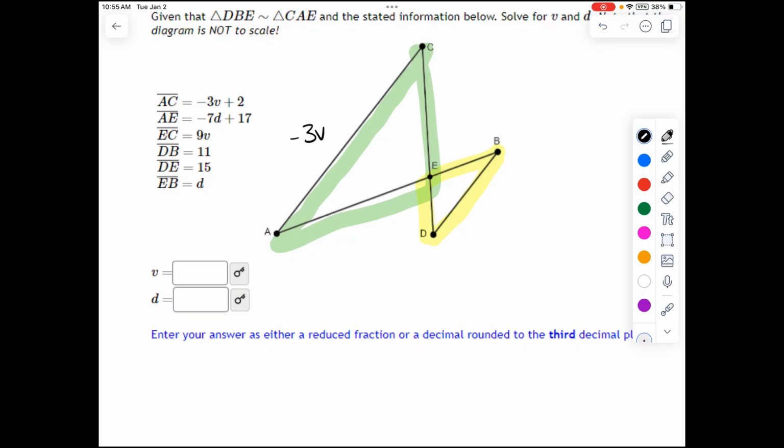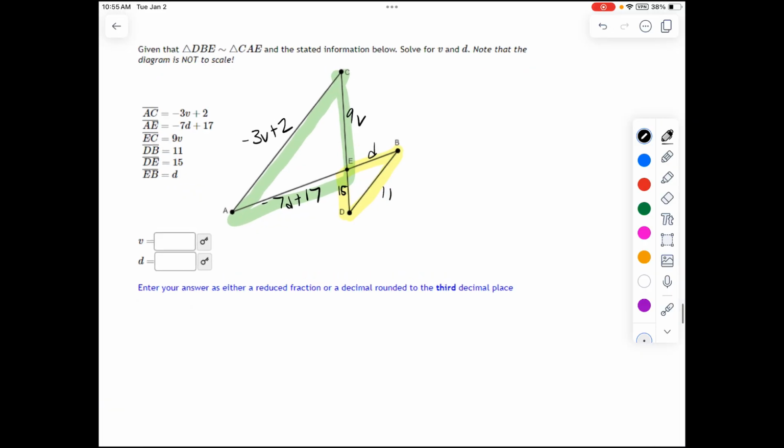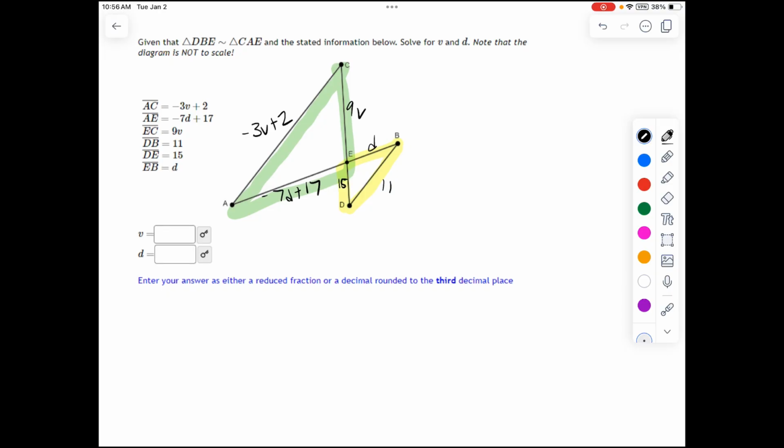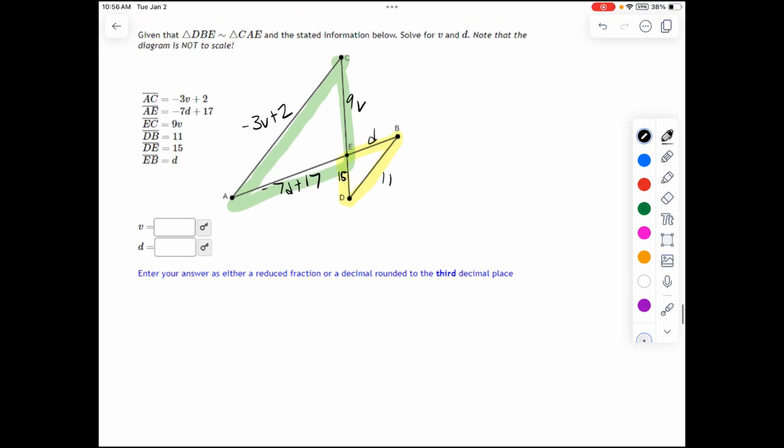A to C is negative 3v plus 2. A to E is negative 7d plus 17, and E to C is 9v. D to B is 11, D to E is 15, and E to B is d. You can already see right now that the scale is a little off, which is why we were given that not to scale warning. Alrighty, so first thing we want to figure out is which variable we want to solve for first.